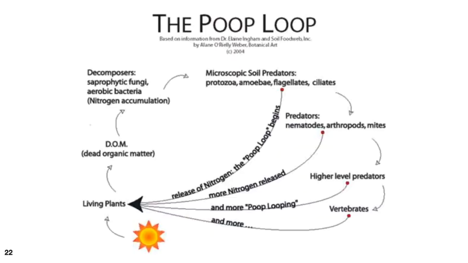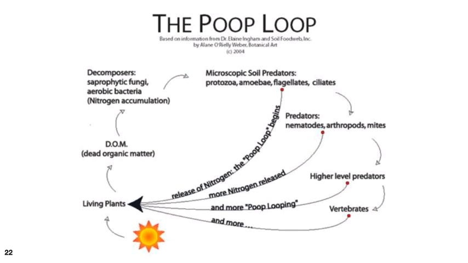We know that fungi are great decomposers. They therefore hold nutrients locked up in their structure, and they also predate or are predated on by other organisms in the soil food web. And these organisms cycle these nutrients back into the soil in plant available forms through the poop loop.